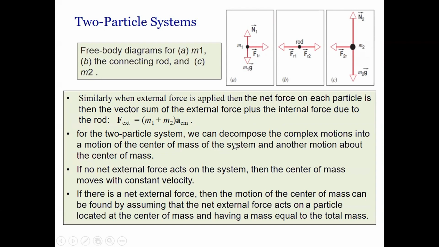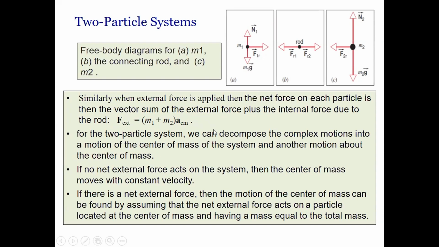For a two-particle system, we decompose the complex motion into the motion of the center of mass plus the other type of motion about the center of mass. If there is no net external force acting on the system, then the center of mass will move with a constant velocity. If there is a net external force, then the motion of the center of mass is found by assuming that the net force is acting on a particle located at the center of mass, whose mass is equal to the sum of the two masses, or the total mass.